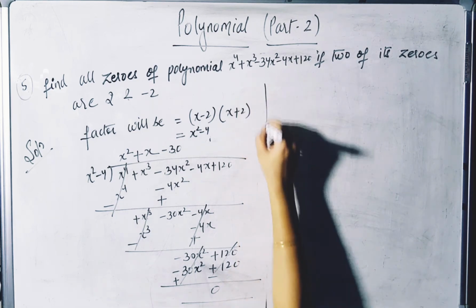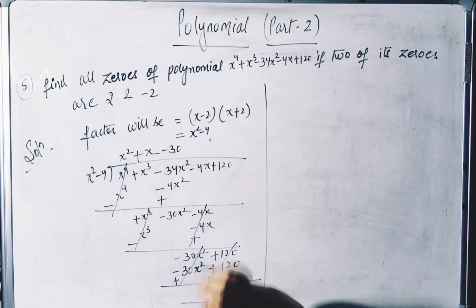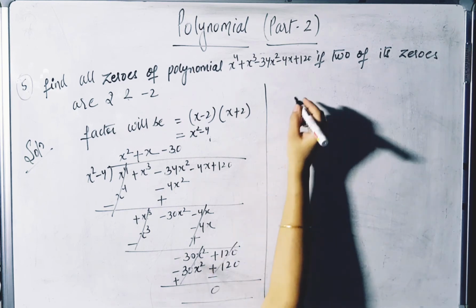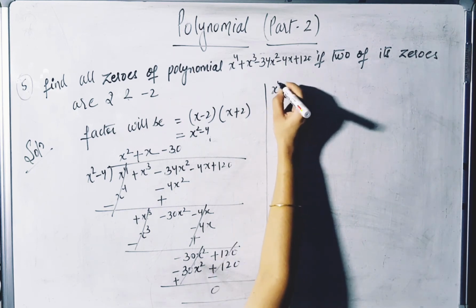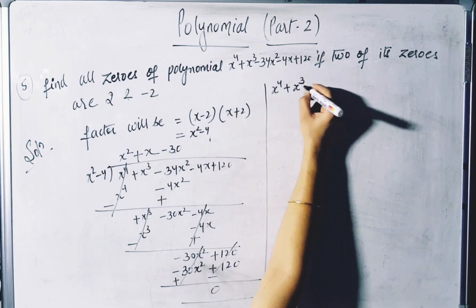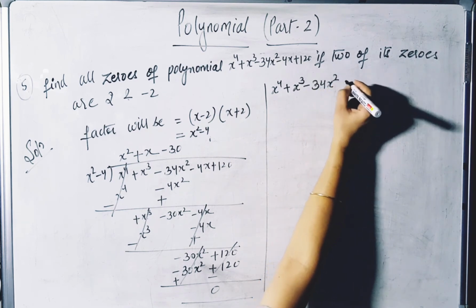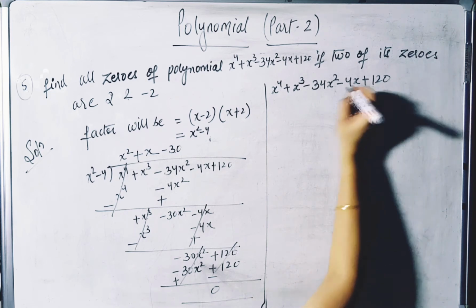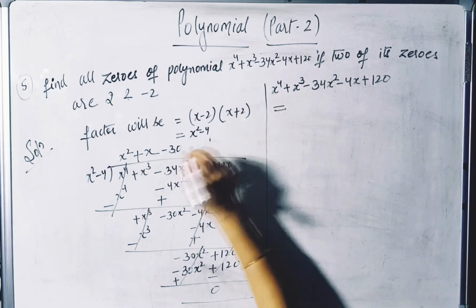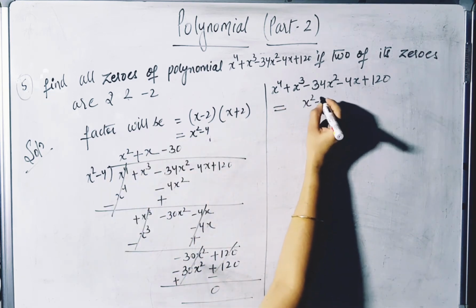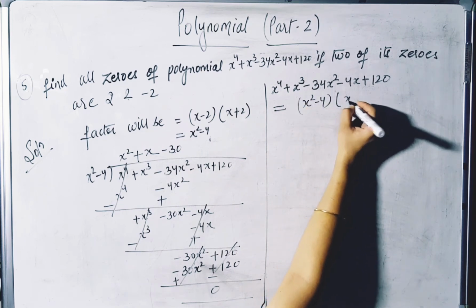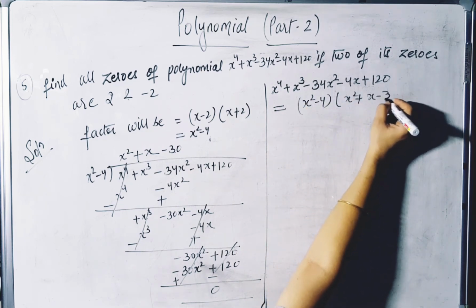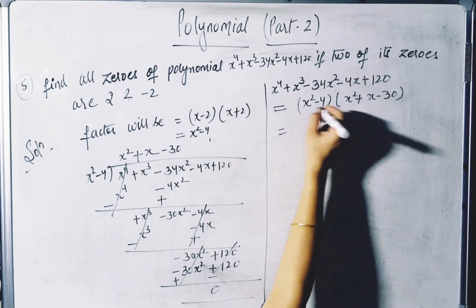अब ये जो पॉलिनोमियल है, इनके further factors which we have got, x की power 4 plus x cube minus 34x square minus 4x plus 120 is equal to, ये किसके equal है? x square minus 4 into x square plus x minus 30. मतलब इनके ये फैक्टर्स हैं.